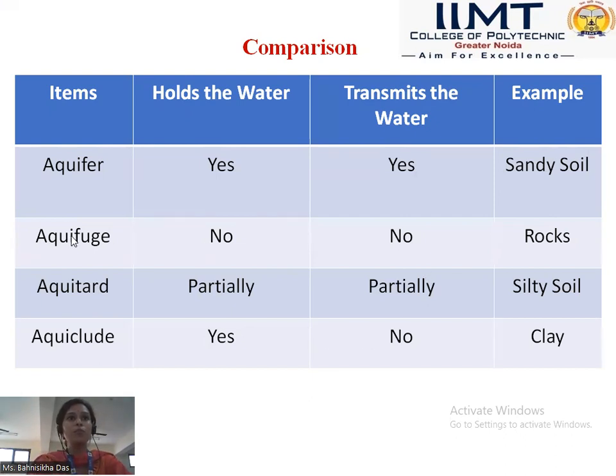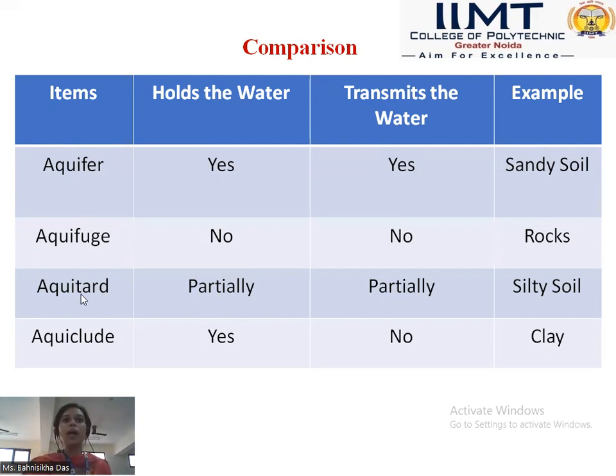Next, we have an aquifuge. An aquifuge is a geological formation which neither holds any quantity of water nor allows it to pass. Since it does not hold any water, there is no question of transmitting any water. An example is rocks that are completely dry, whose pores are not filled with water.